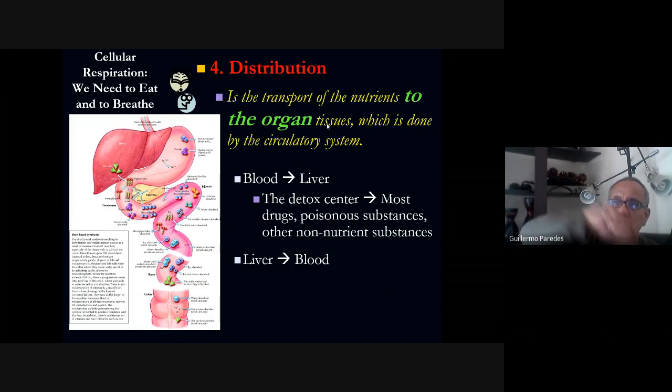Okay? It's going to be distributed through the bloodstream. It's going to have distribution. Now, distribution: then they're going to go to the whole cells in the body. And that is called the distribution of the nutrients into the organ tissues.